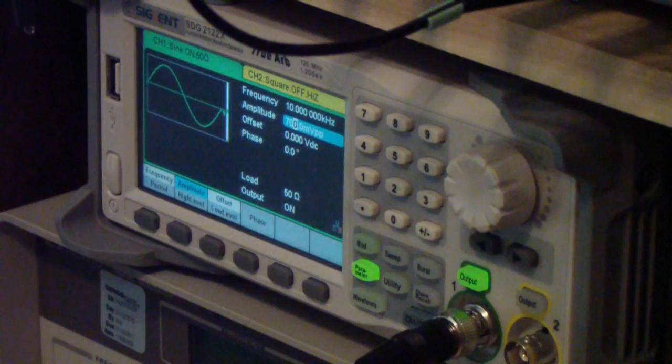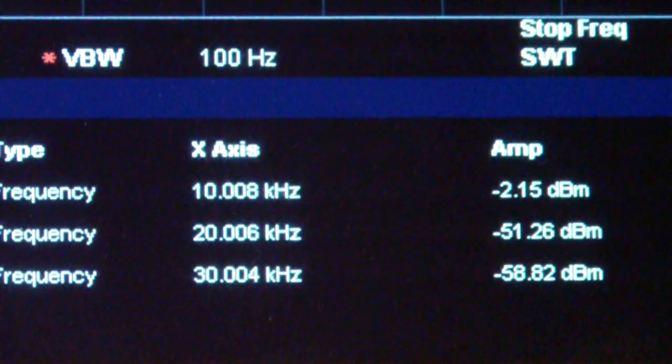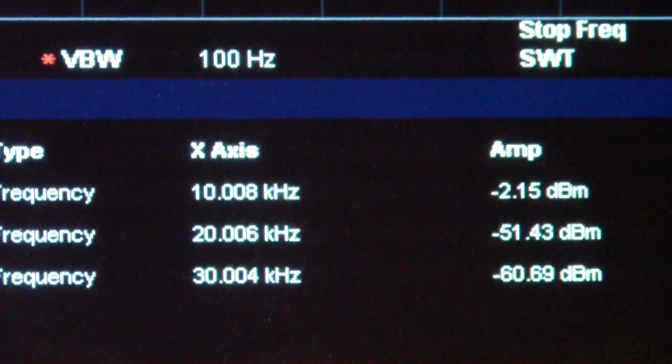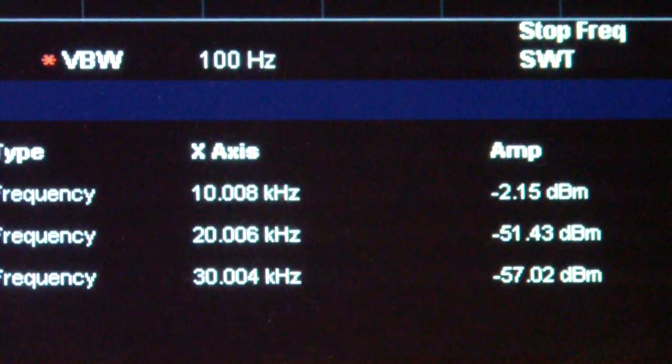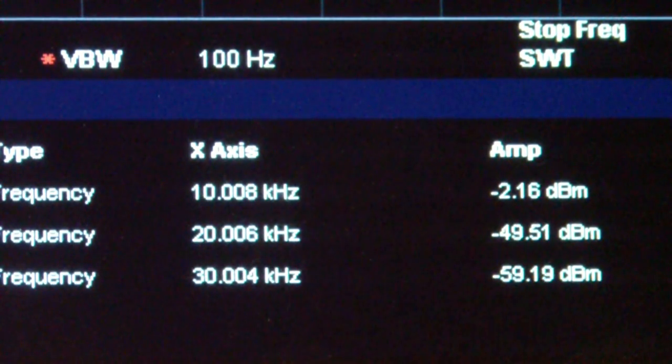Now I've set up the Siglent generator to a 10 kilohertz sine wave, and you'll see that at 10 kilohertz it's about -2 dBm. At 20 kilohertz, about 50 dB down, -50, and at 30 kilohertz, about -59 or -60 dBm. So the performance of the Analog Discovery, both the Analog Discovery 2 and the Analog Discovery 1, in terms of harmonics, appears to be essentially identical.